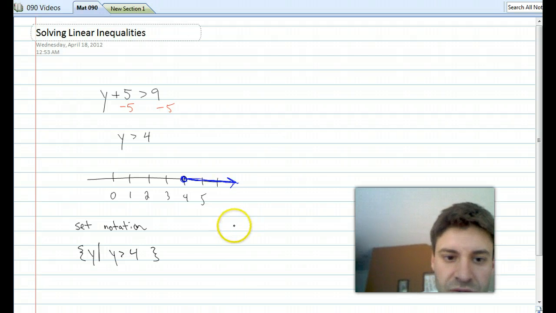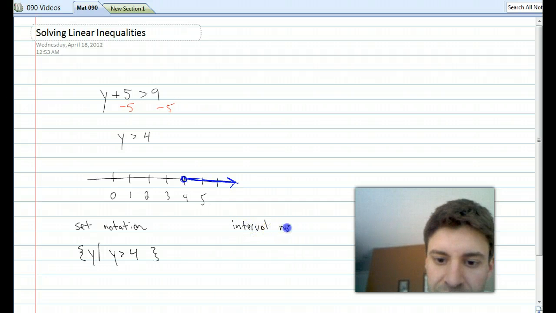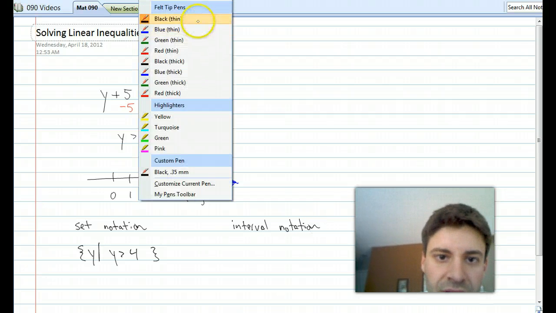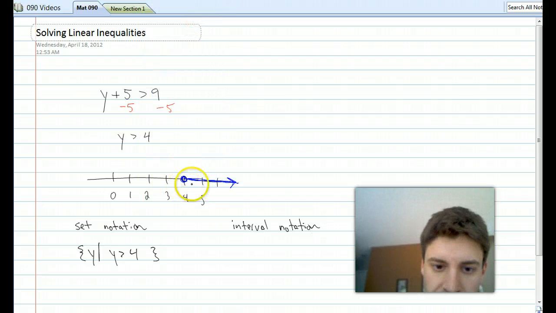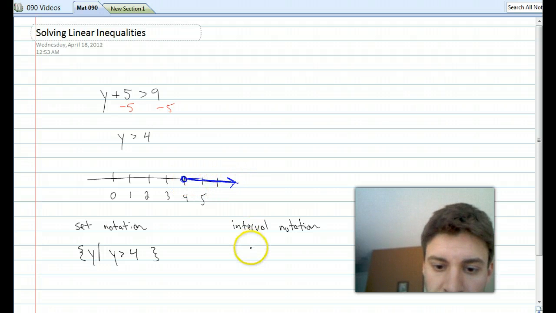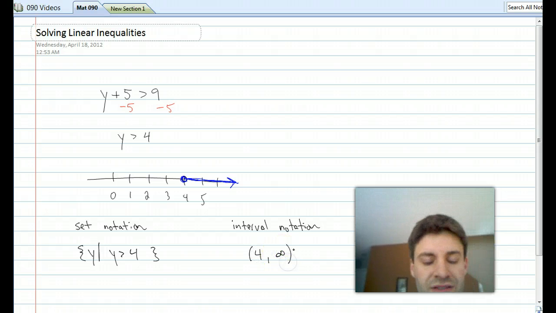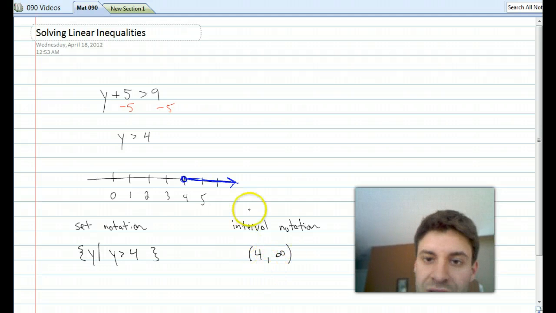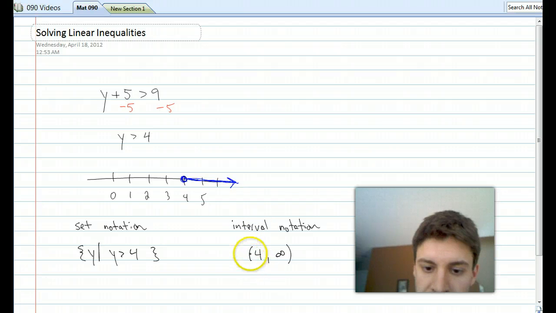Another way to represent our solution, y is greater than 4, is with interval notation. Now, interval notation is going to be most easily done by looking at our picture of our set here. We have all y values greater than but not equal to 4. The way that we represent that is with a 4 and an infinity in parentheses. This is a set of numbers that goes from 4 all the way to infinity. Now, we didn't include 4 in this set because we used a parenthesis in our interval notation.